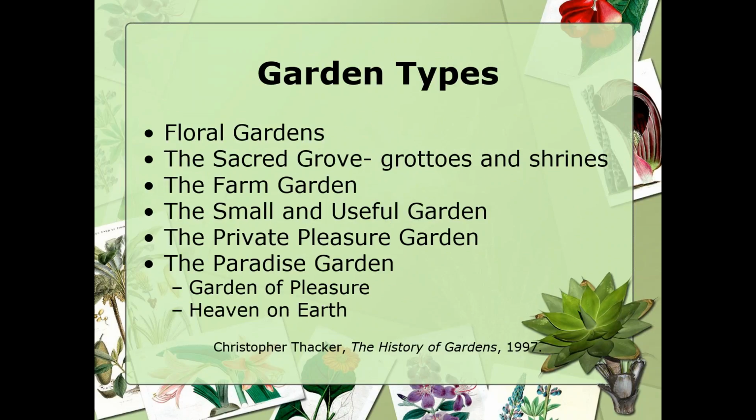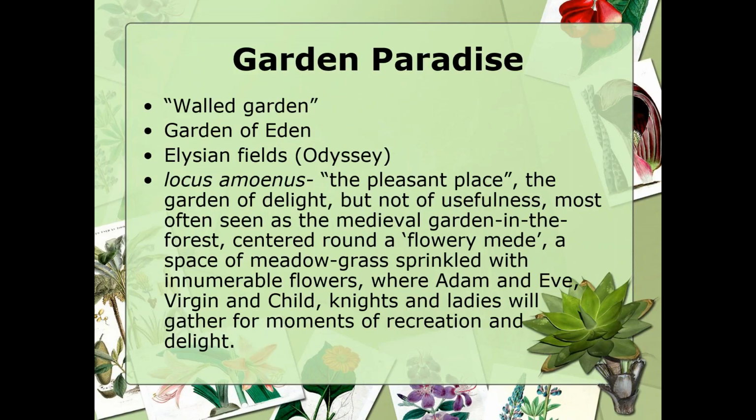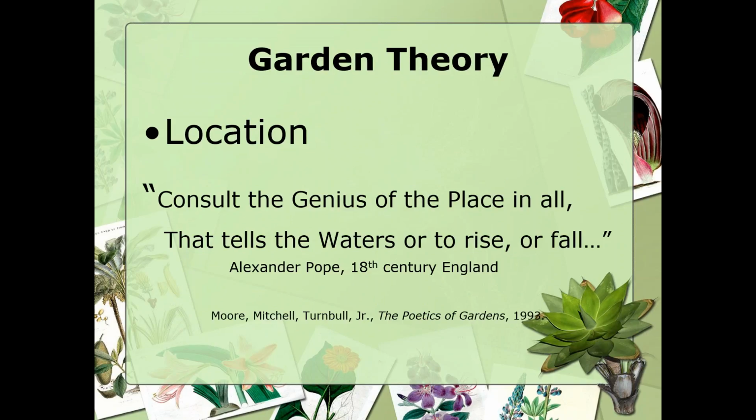Garden types, there's floral, sacred, farm, private pleasure gardens, paradise gardens. We have walled gardens, which represent more of the Garden of Eden, the Elysian fields that are represented in the Odyssey. We have the importance of location. Consult the genius of the place and all that tells the waters to rise or fall.